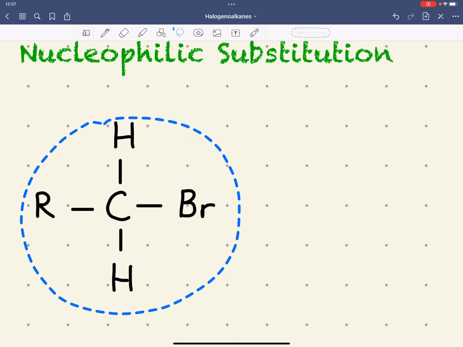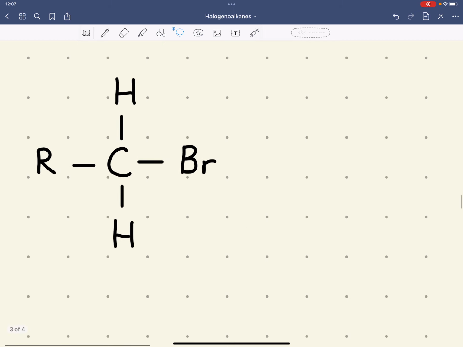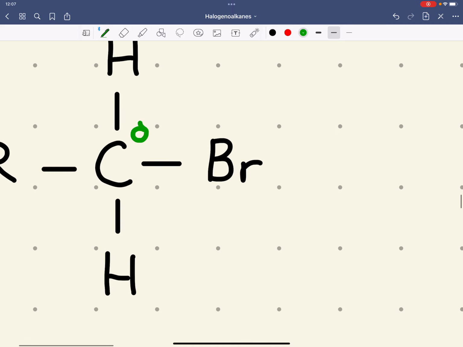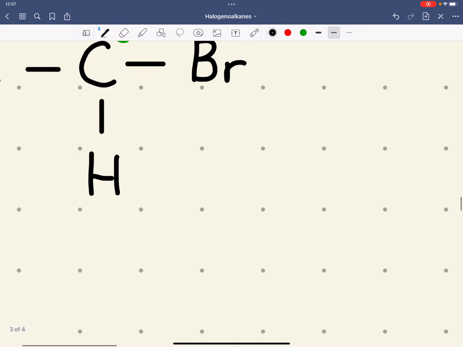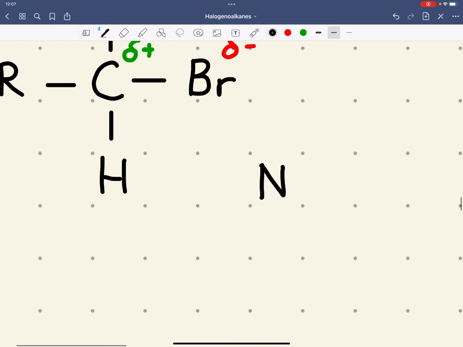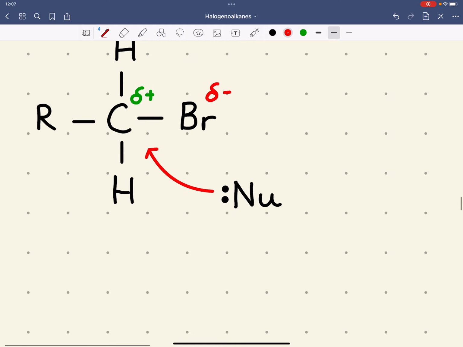Now, haloalkanes can be attacked by nucleophiles because of this polar bond, with this delta positive carbon and delta minus bromine. The nucleophile then can attack. This nucleophile here is attracted to this delta positive carbon and can attack this here. So it's the negative, the lone pair is attracted to the delta positive carbon.